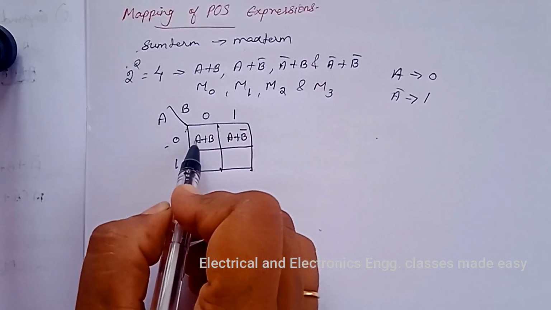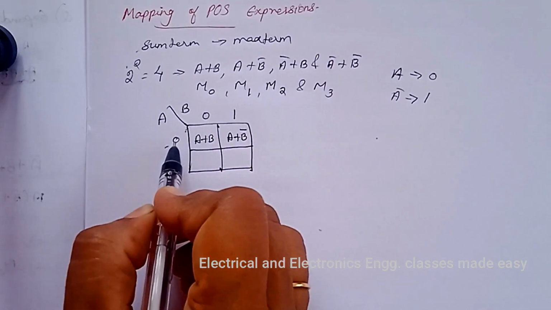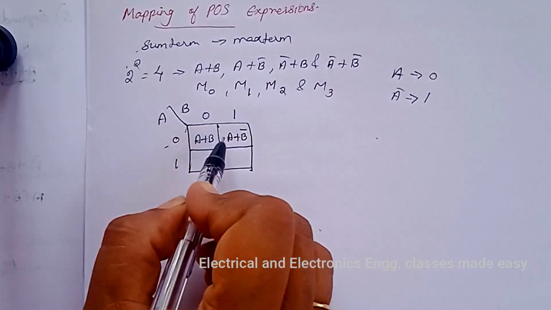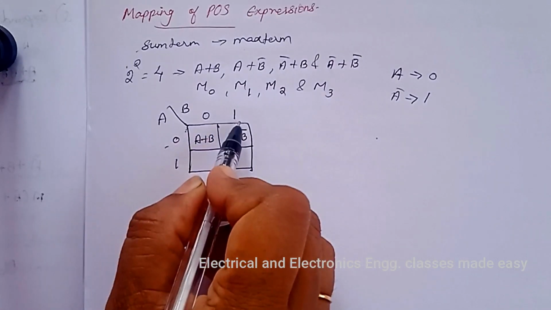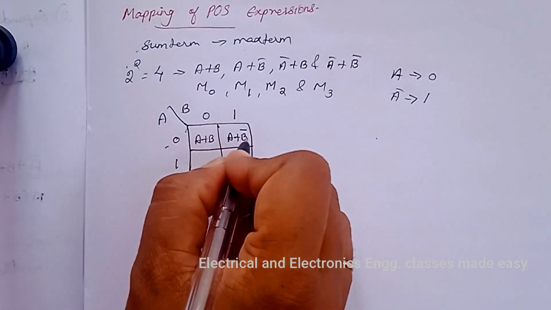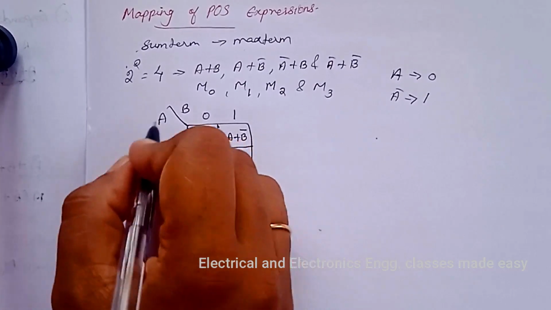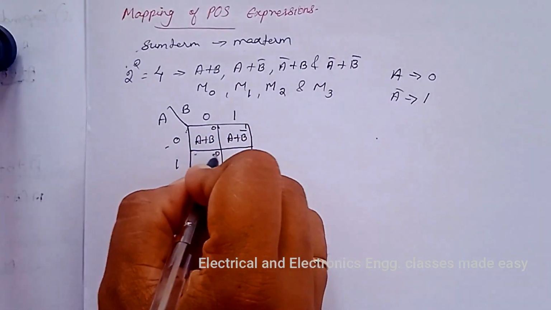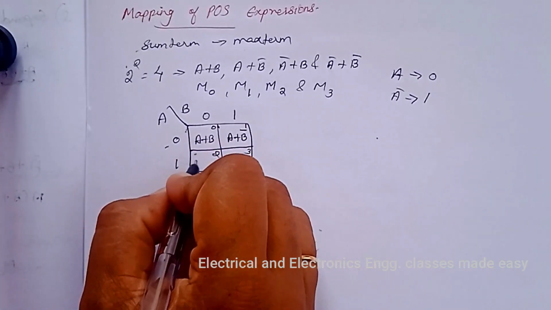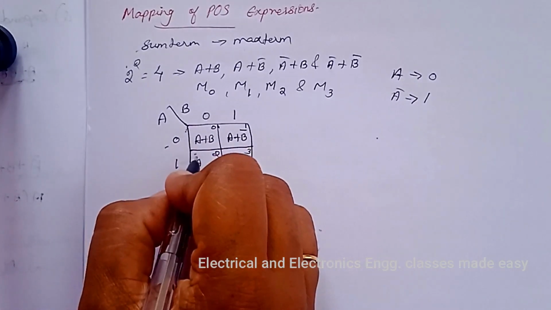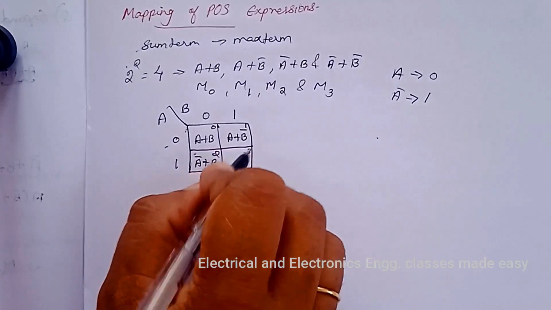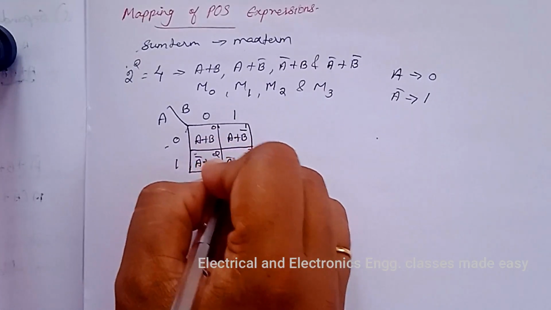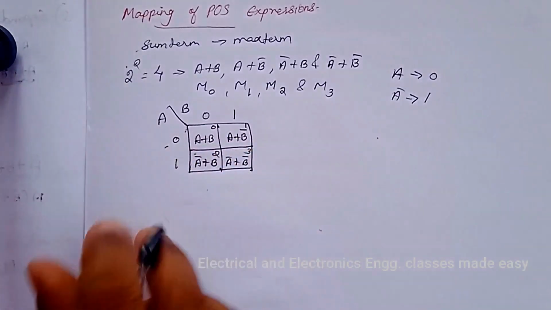So we can write a plus b for this 0 0, and for this 0 1 we can write a plus b bar, and here 1 0, that is 0 1 2 3, and this one we can write a bar plus b, and here a bar plus b bar.